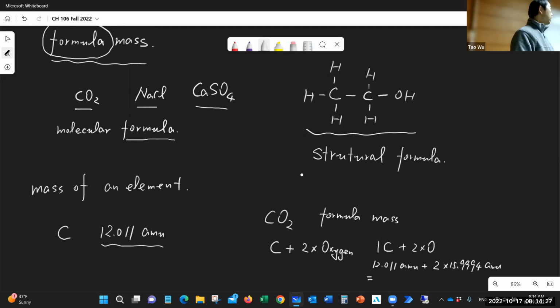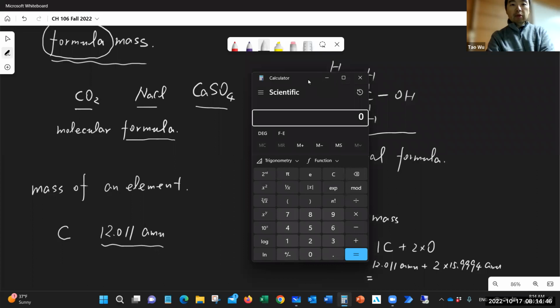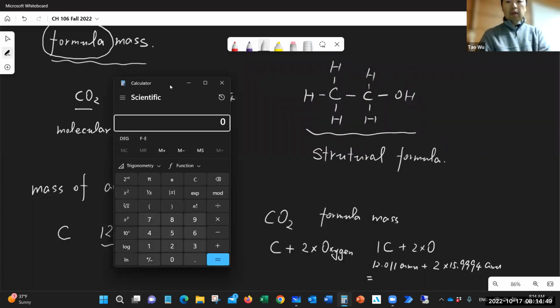That makes sense, right? Pretty straightforward. You just need to know how many atoms are in this formula, and you add the mass of each of the atoms together. That's called the formula mass. Then you can put the numbers into the calculator: 12.011 plus 2 times 15.9994.